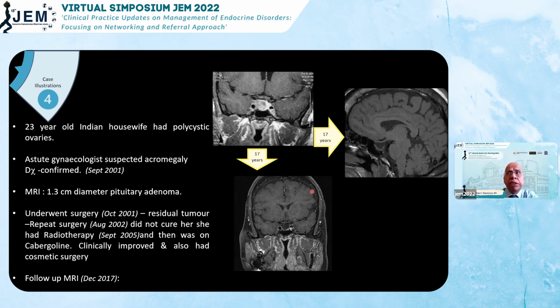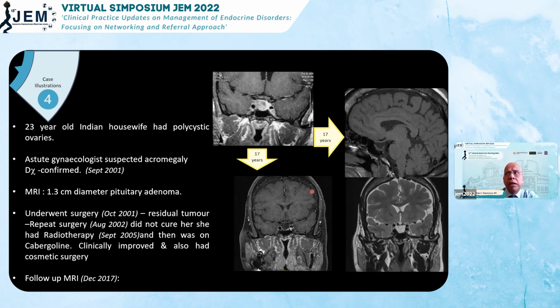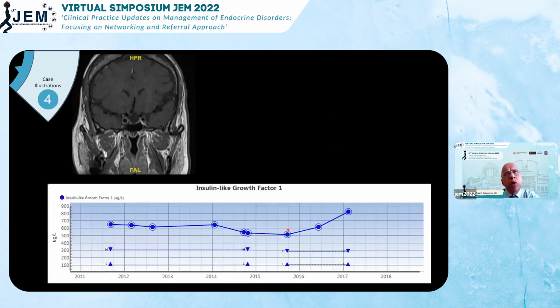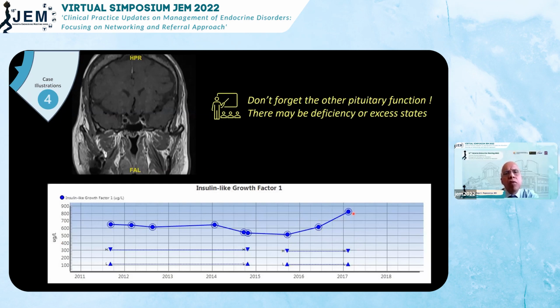So you see an empty Sella. And like I said, CSF in T2 images filling the pituitary fossa. And I think what I want to bring across, IGF was still high. So in diagnosing empty Sella, we shouldn't forget about her other pituitary function. We should still continue to monitor her acromegaly. We may not see a distinct tumor as such. So don't forget the other pituitary function. There may be deficiency, there may be excess.